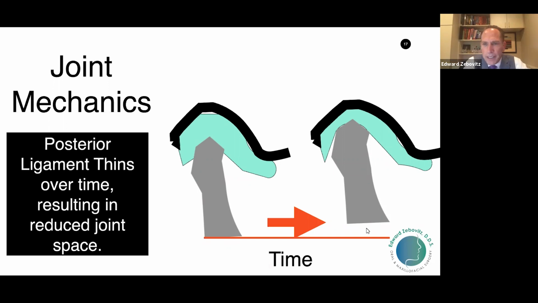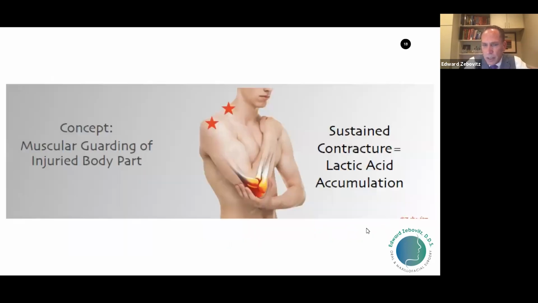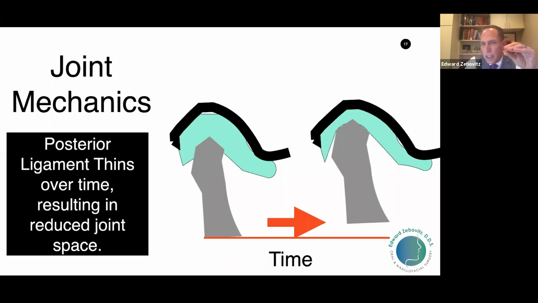So with that in mind, if we take that to the next level, as we lose height, we start to have changes in our occlusion. The thought would be that when we have changes in our occlusion, we end up starting to get more posterior prematurities. So on the same side, we went from having contact from our canine forward, to starting to move to first premolar, second premolar, and eventually onto our molars. But that happens very slowly.